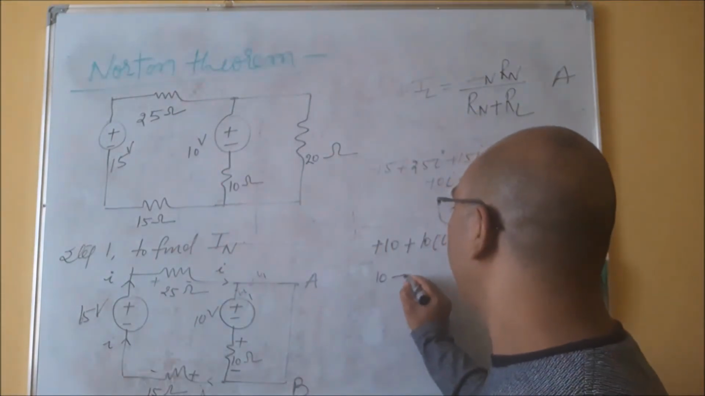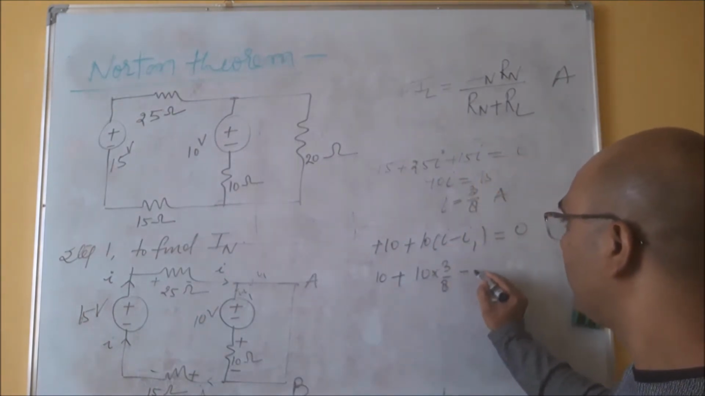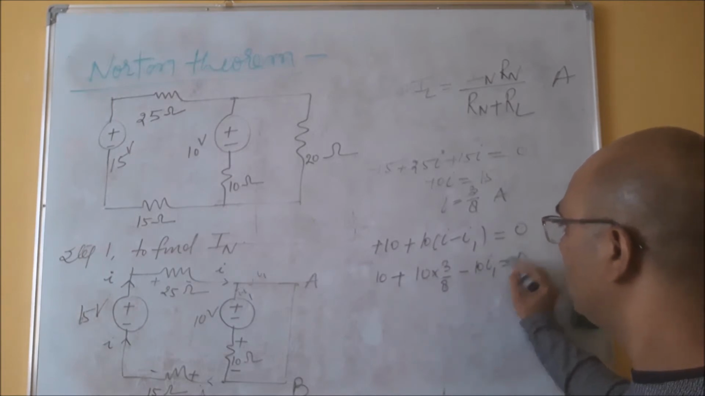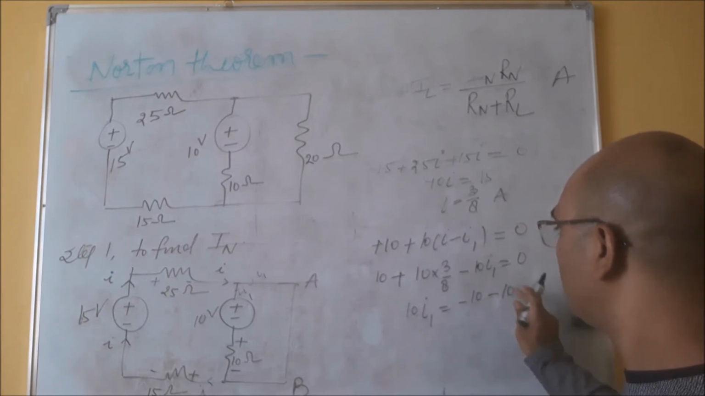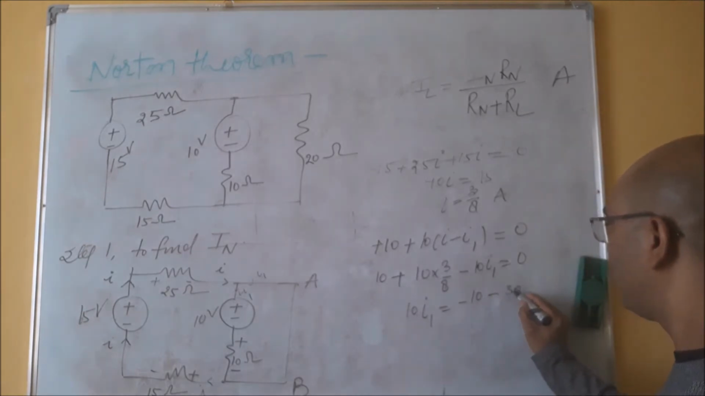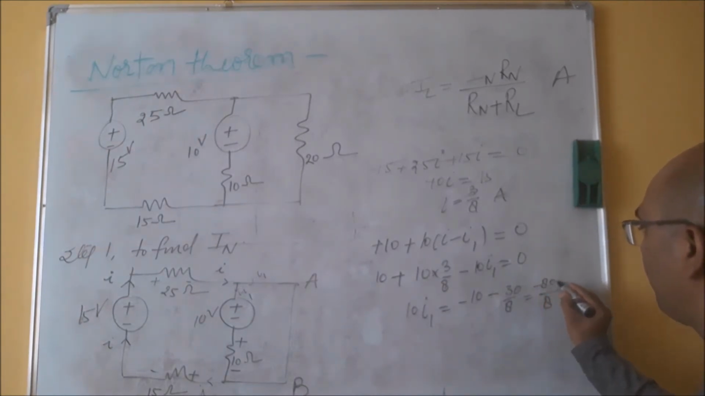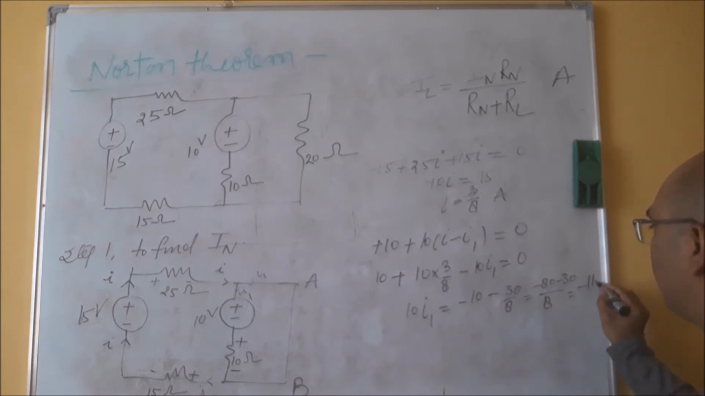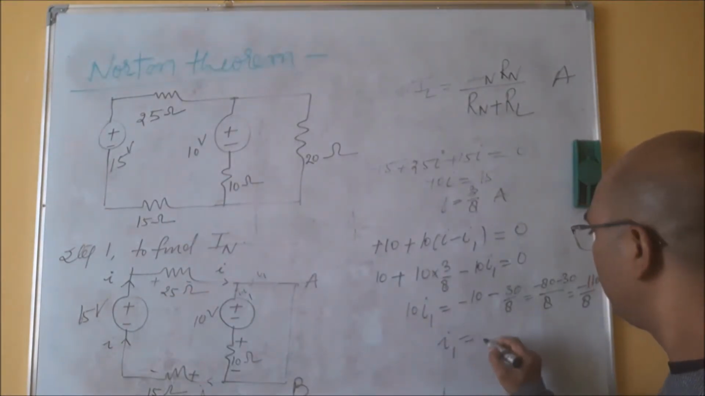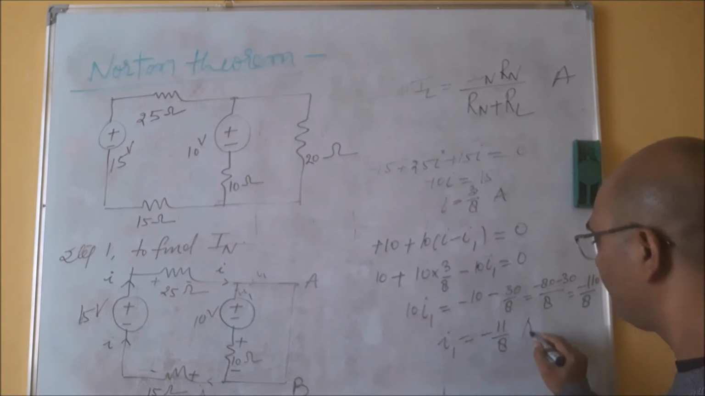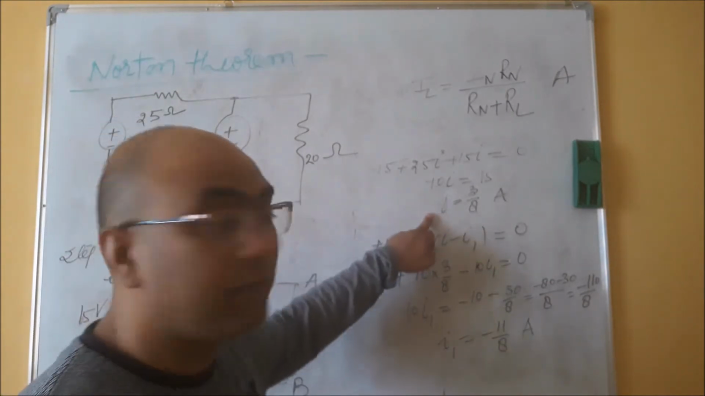Now you solve: 10 plus 10, you know the value of I, 3 by 8, minus 10 I1 is 0. So what is 10 I1? Minus 10, or you can say 30 upon 8. So minus 80 minus 30, minus 110 upon 8. Right? So what is the I1? I1 is minus 11 upon 8 ampere. So now you know the value of I1, you know the value of I.